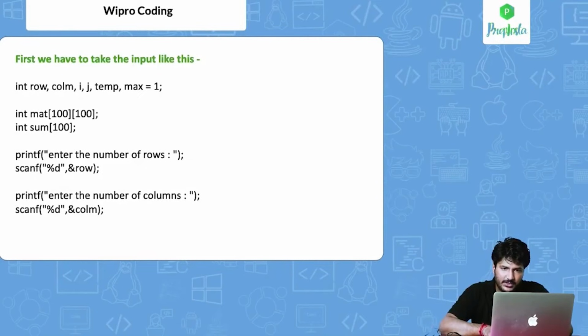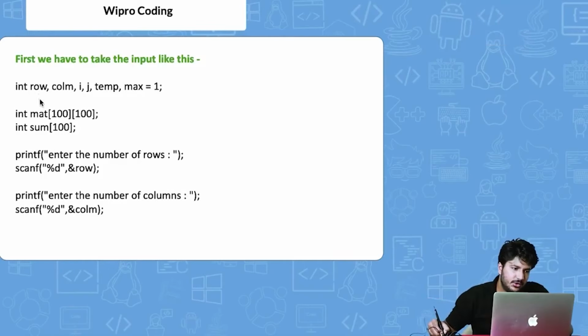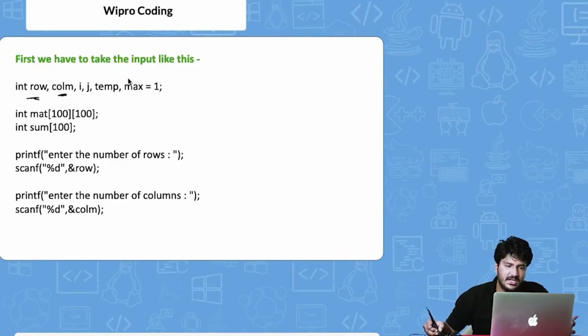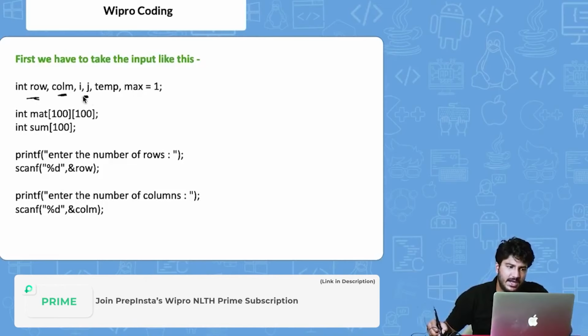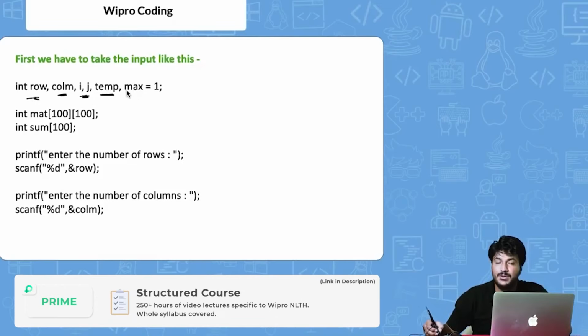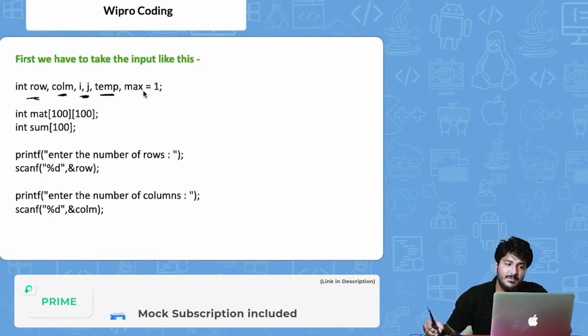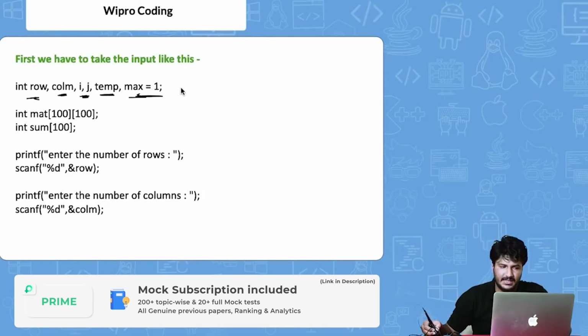Okay, so first we are going to take all the inputs. The inputs are going to be taken as: initially row and column to understand which rows are there, i and j to iterate on the loop, temp as a temporary variable to find the maximum, and then max equals 1 to assign, right?